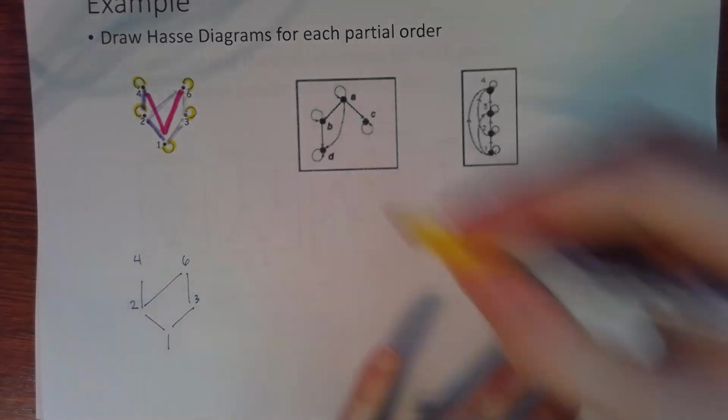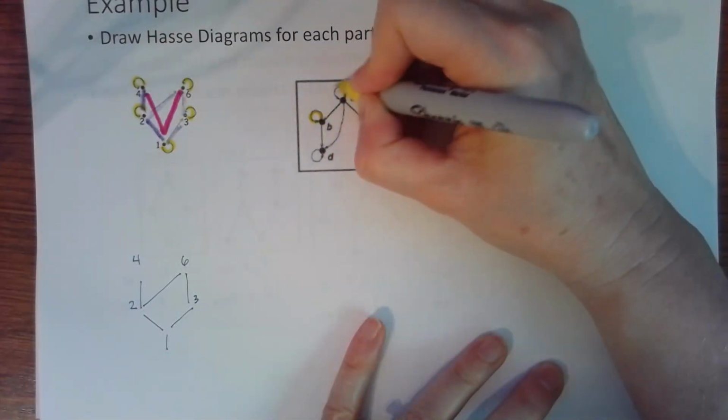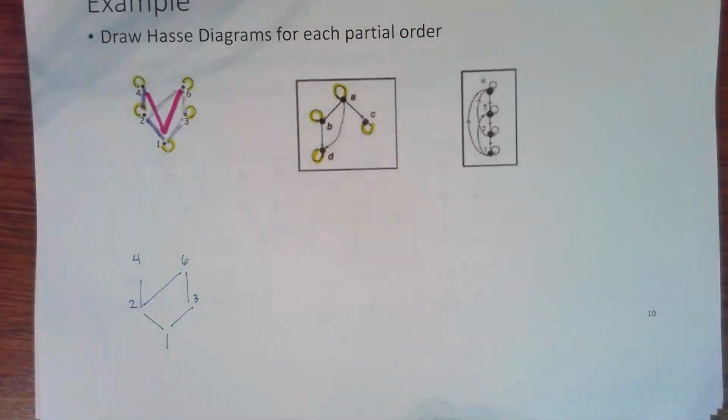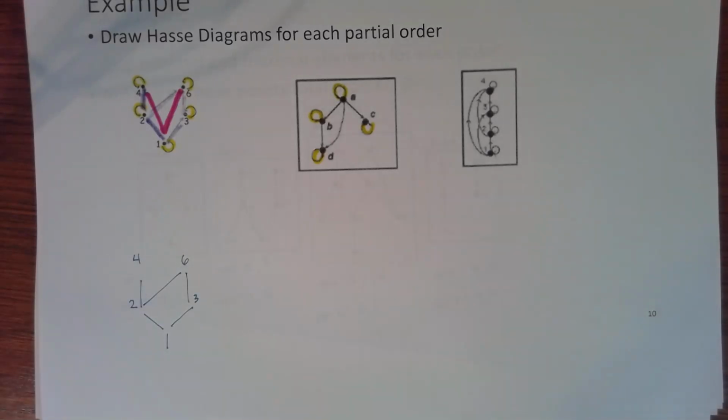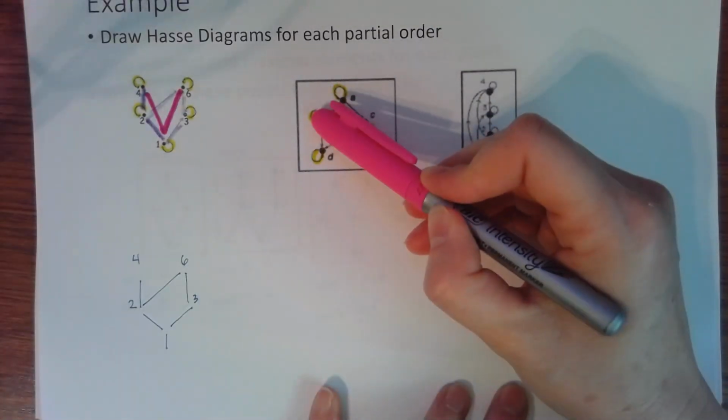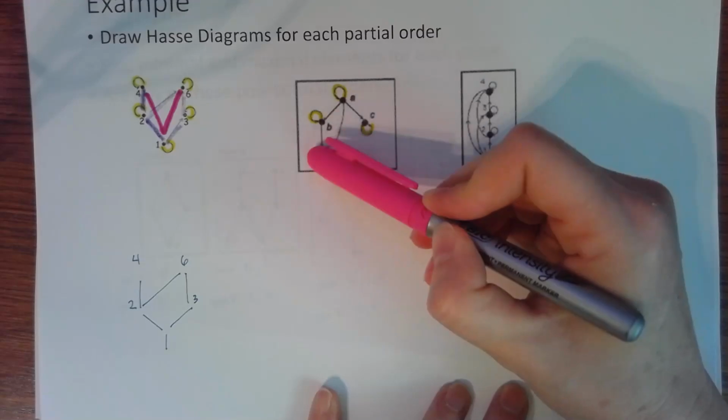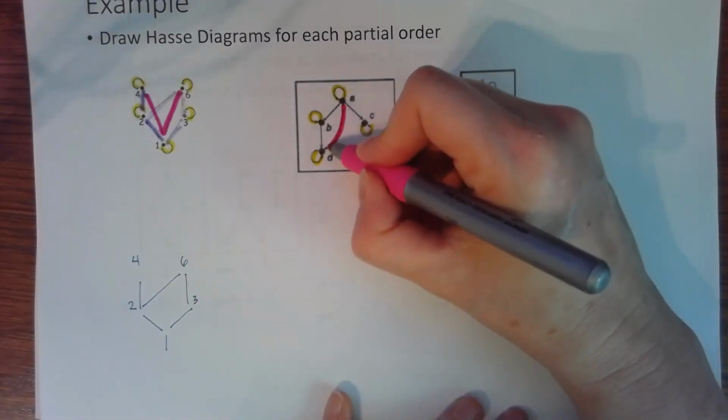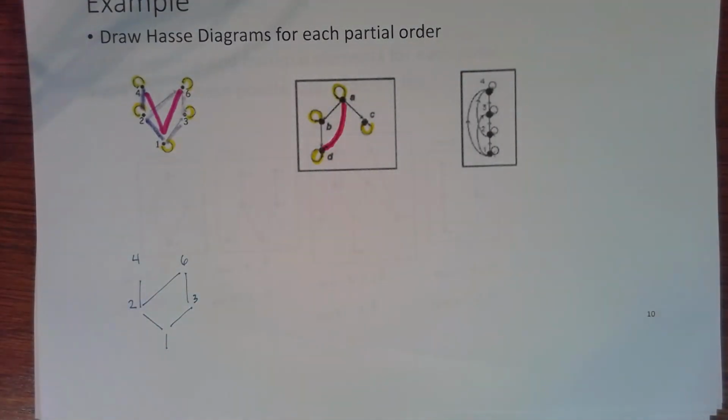Okay, over in this one, we can eliminate all these self loops. Okay, and then in terms of transitive edges, notice I have A is related to B, B is related to D, so A is related to D, that's a transitive edge. I can get rid of those. Okay, everything that remains has to stay.